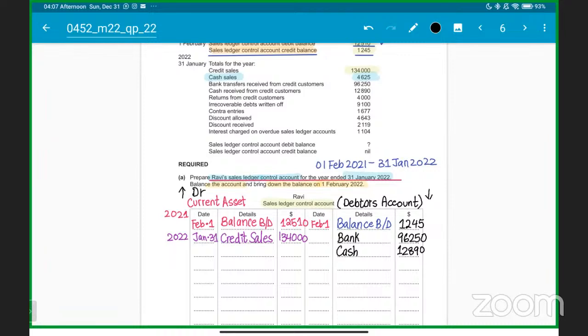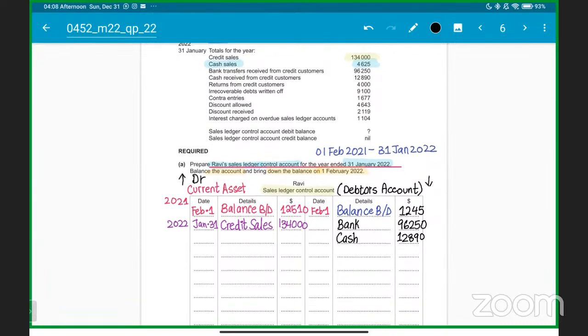Everyone getting it? I'll repeat my point. If for any transaction, for any item you get confused in the exam, just think in this way. If the customer is increasing, if your debtors are going to increase, you put it on the debit side. And if the debtors are going to decrease, the asset is going to decrease, you put it on the credit side. Getting it clear, everyone?